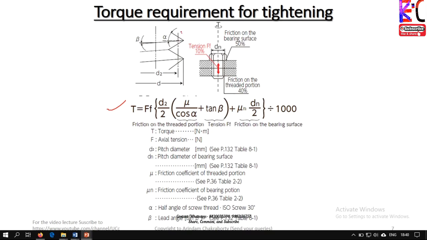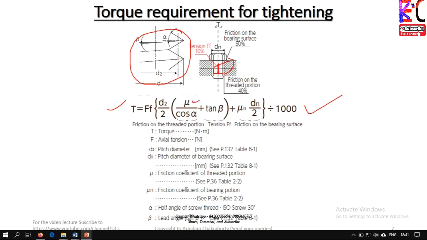Now this is the thread cross section. Alpha is the angle, or you may say the angle of pressure, and beta is just a deflected angle, what happens due to the material. From this we could derive these things. F is the axial tension, and small f is the frictional force. It should be shown downward, but this is my writing or typing mistake; there should be a downward arrow over here. So it's the frictional force. D2 is the pitch diameter, and Dn is the pitch diameter of the bearing surface. That bearing surface is present over here. Fine. So this is the formula which drives everything.